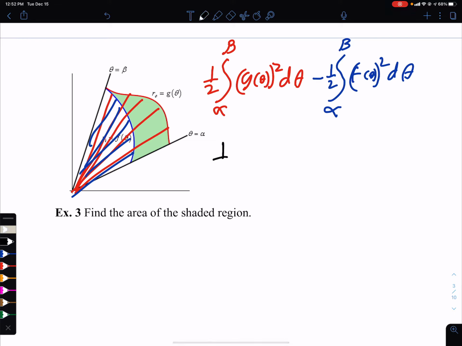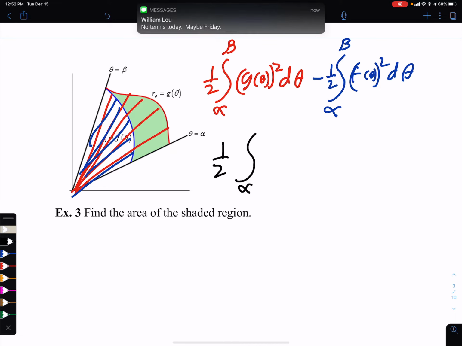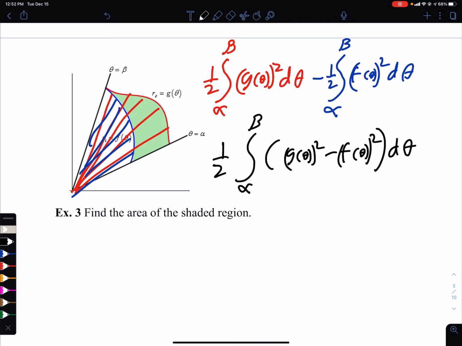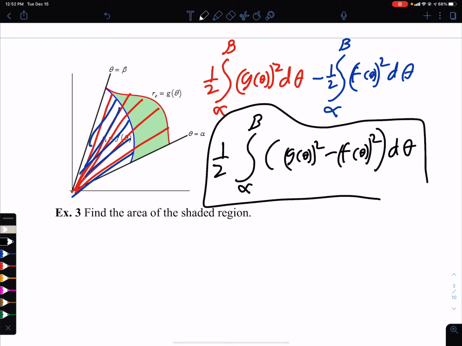If you want, you can combine these. They have the same limits. So we can do that, but then we get the integral of 1/2 g of theta squared minus f of theta squared d theta, as a combined integral. But I would just recommend keeping them separate so it makes more sense, so you don't run into any issues. But that's example 3. We can keep going here.